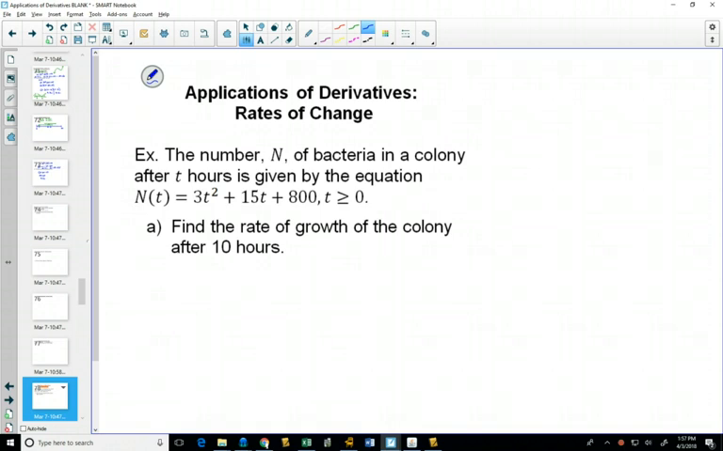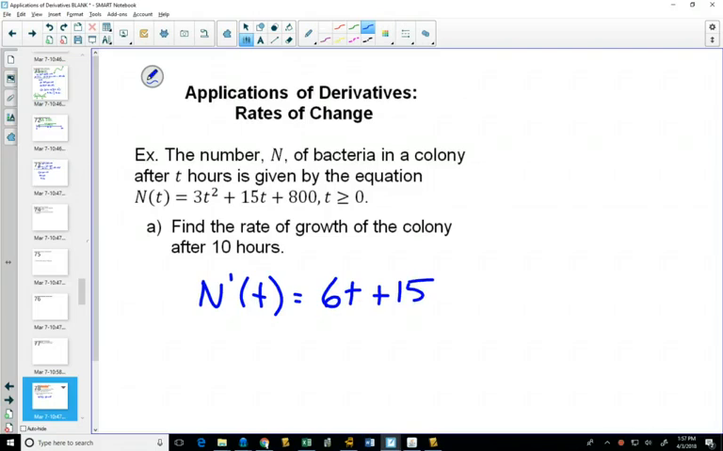So what we're finding here is at 10 hours, we could say that this colony is growing at a certain rate. How fast is it growing at that specific time? It's an instantaneous rate of change. So what we're going to try to find is the tangent line right at that point and find the slope of that tangent at that point. And so when we take the derivative of this, it just becomes 6t plus 15.